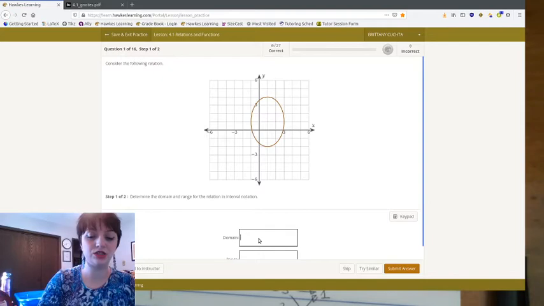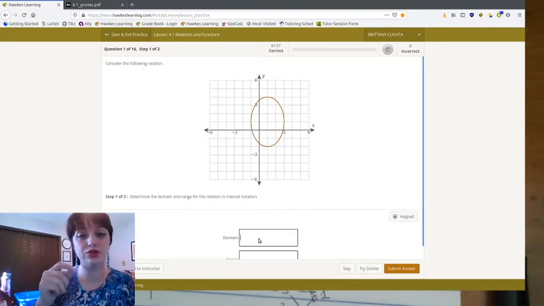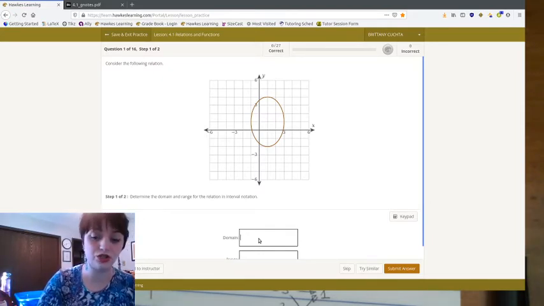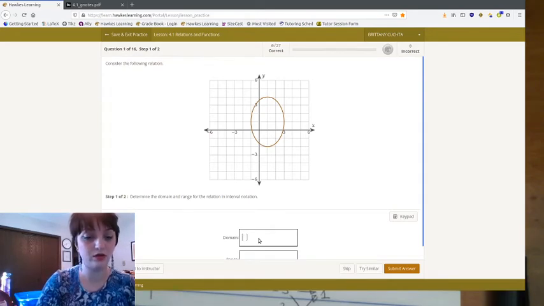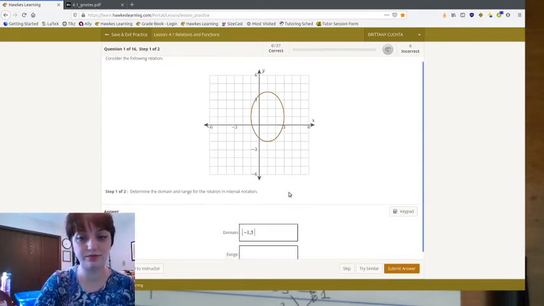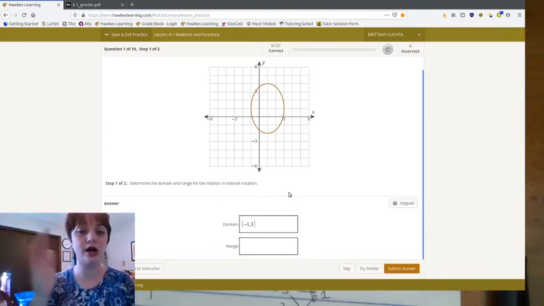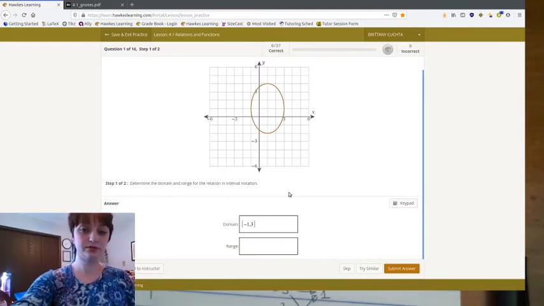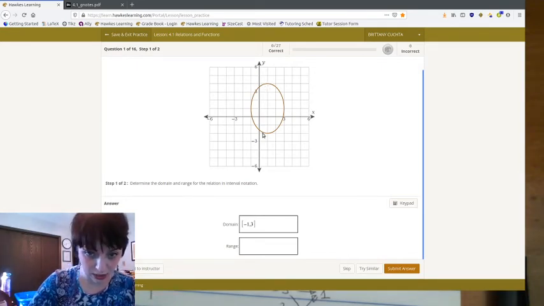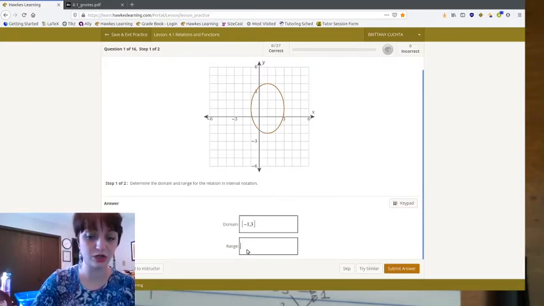And you have to ask, do I include those endpoints or not? Since I have a solid circle, then I should include them. So my domain will be -1 up to +3. When I do my range, I'm doing the same thing. I'm thinking about what shadow would be cast on my y-axis. So I shine a light over here, what shadow is cast along my y? So -2 up to 4. Again, same question. Do you need to include the endpoints?